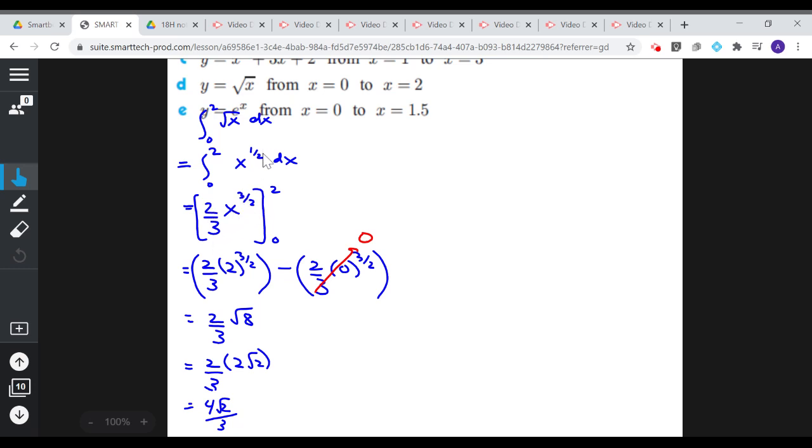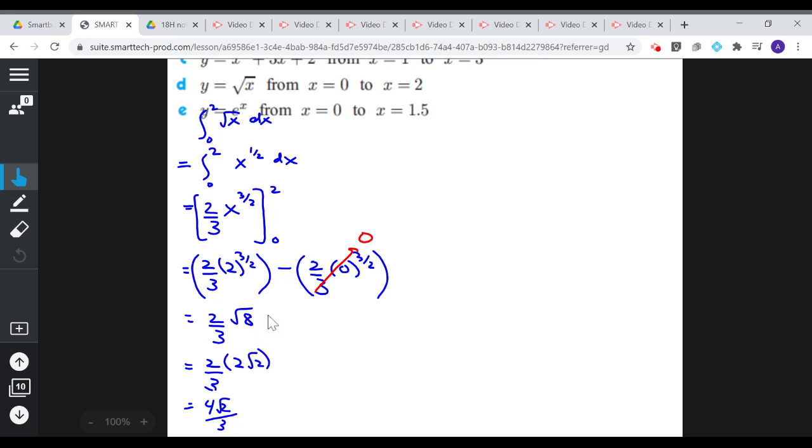Okay, remember, add 1 to my exponent, so that gives me 3/2, and divide by 3/2, which is the same as multiplying by 2/3. Then I'm going to evaluate at 2, so I'm going to get 2/3 times 2 to the 3/2, minus, evaluate this when x equals 0, which is just 0, I end up with 2/3 root 8.